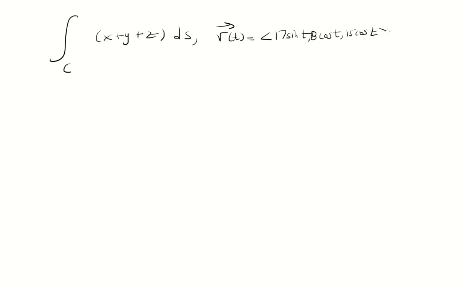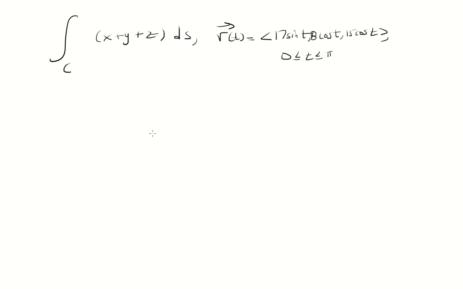Find the value of the integral, where C is parameterized by r of t equals 17 sine t, 8 cosine t, 15 cosine t, where t is between 0 and pi.